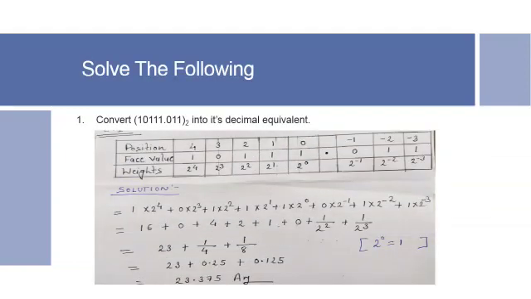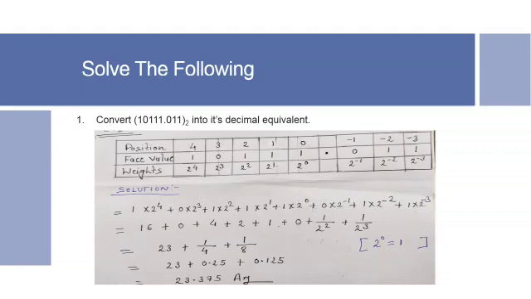Students, your next question is convert 10111.011 into its decimal equivalent. As you know how we draw the table, first you write the positions of the numbers. Positions before the fraction part start like 0, 1, 2, 3, 4. Position of 1 is 0 before the decimal fraction point.